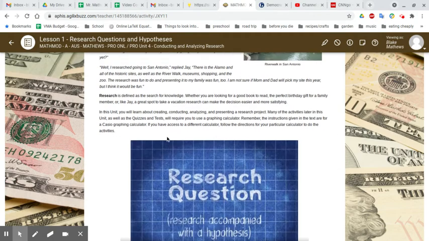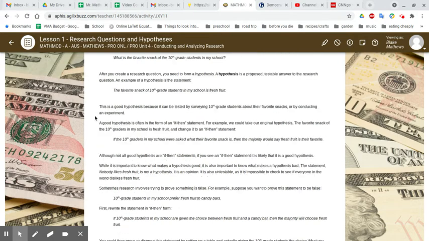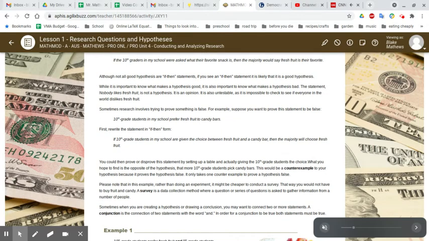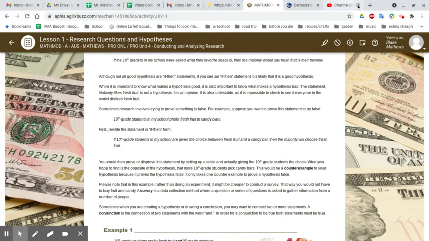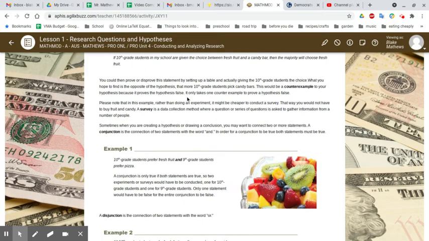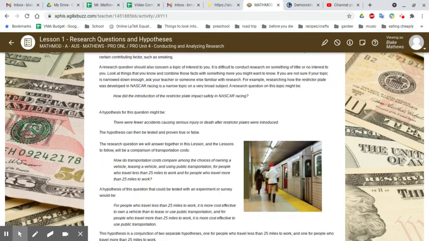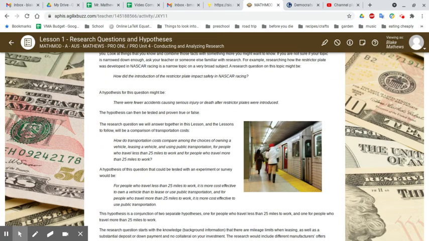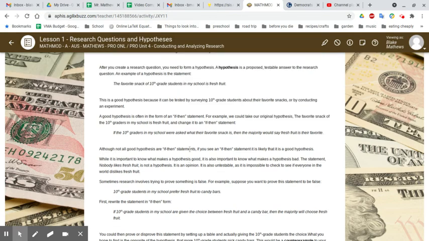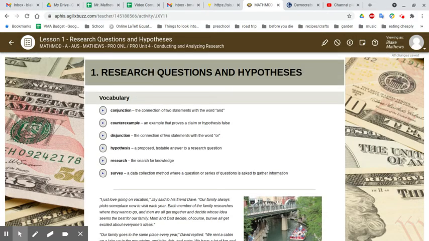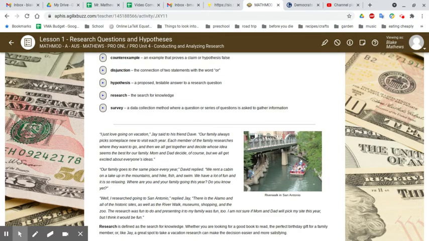Obviously, you need to read over this lesson. It's a good introduction to what we're doing, but there's a couple of key types of questions that I want to make sure you're aware of how to do, which is hypothesis and counterexample. And so, again, make sure you look over the vocabulary and read through the lesson.